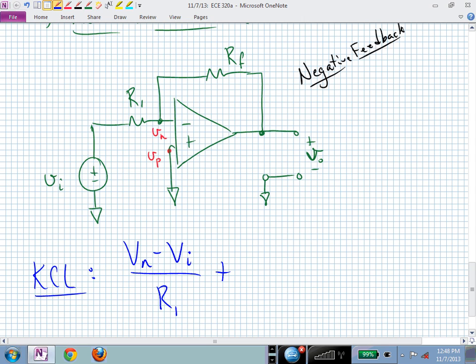The current going into the negative terminal is 0. And the other current that's leaving is this current right there. So I have those two currents. I've already described this one in equations. To get the other one flowing through R sub F, that's V sub n minus V sub O over R sub F, and the sum is equal to 0.